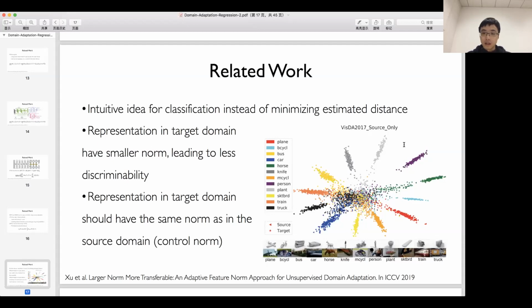He found two observations. The first observation is that because the source samples are used for supervised training of the model, the source samples always have a large feature norm. So they are very far from the zero point. And the target samples always have a very small norm. So the first observation is that the source feature norm is very large and the target feature norm is very small.